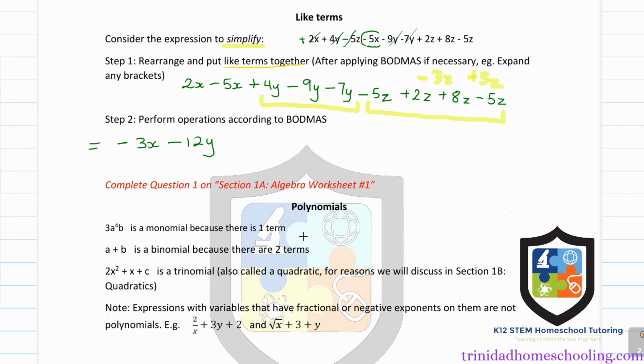Now, before we move on to the next section, which is polynomials, complete question 1 on section 1A, Algebra worksheet number 1. When you have completed that, check your answers with the solutions provided. When you finish with that, come back to the video and move on to polynomials.